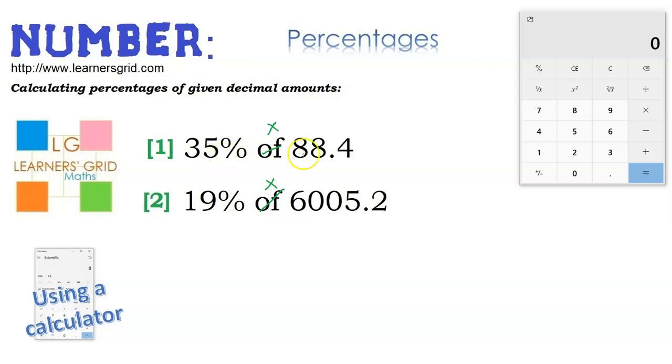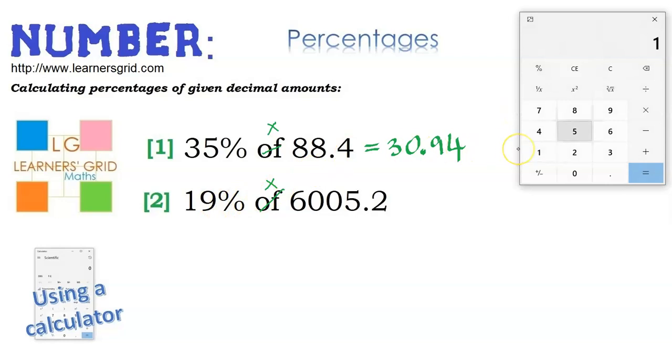So all we have to do is type in that information there. So let's do that. 35 multiplied by the amount, which is 88.4. Press the percentage button, press the equals button, and there you have the final answer, which is 30.94.